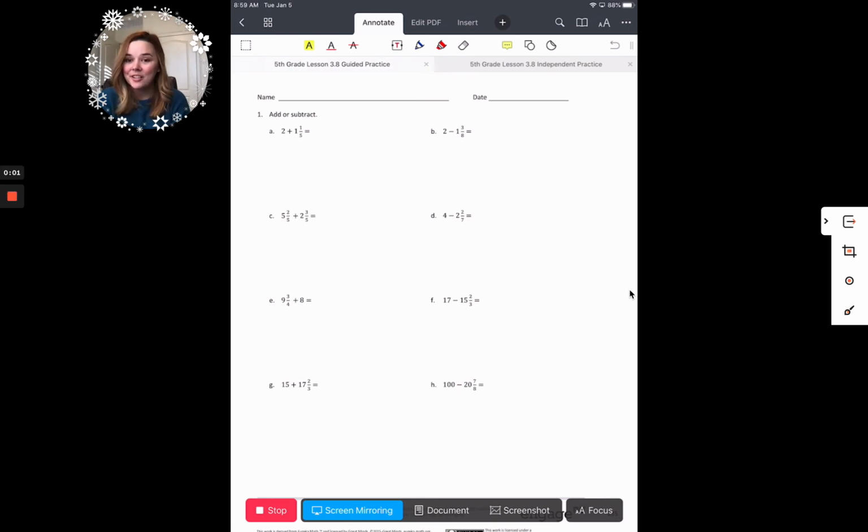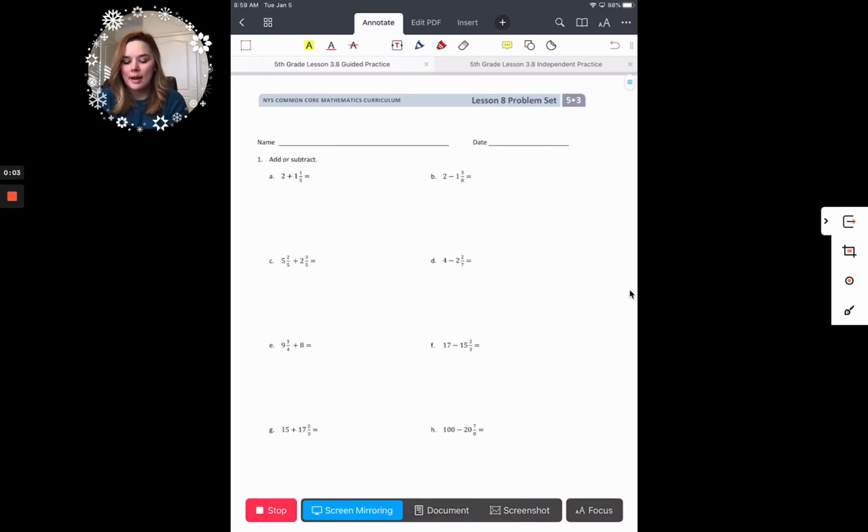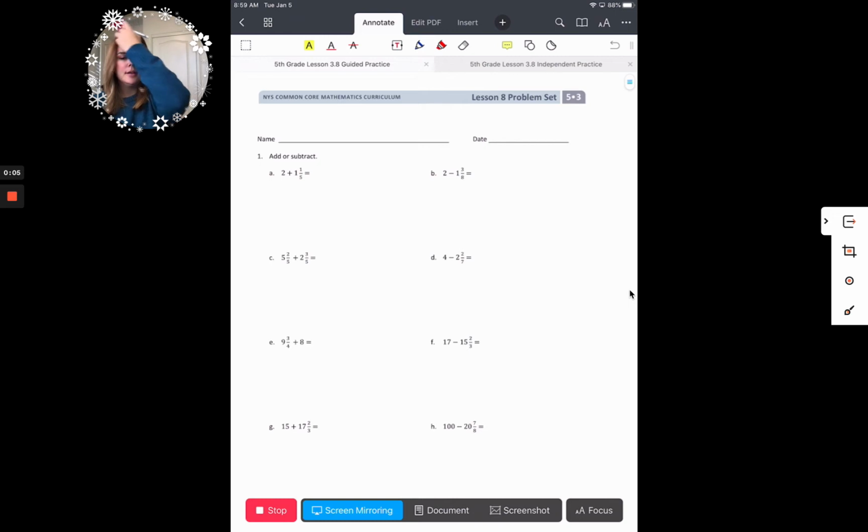Good morning, fifth graders. So today we're going to be looking at lesson 8. So we're looking at adding and subtracting mixed numbers and whole numbers. So there's a couple of different ways that we can do this. So I'll show you a couple of different methods that we can use.